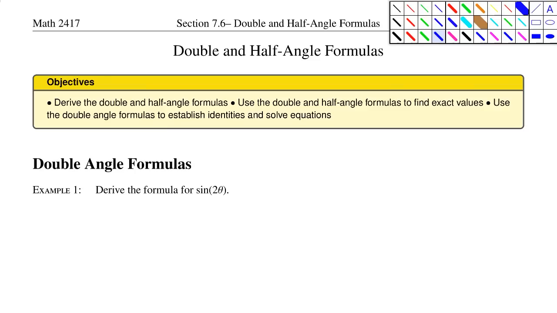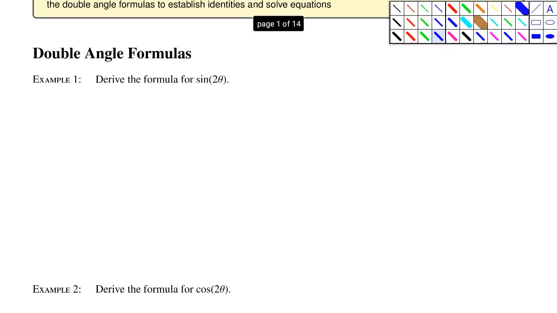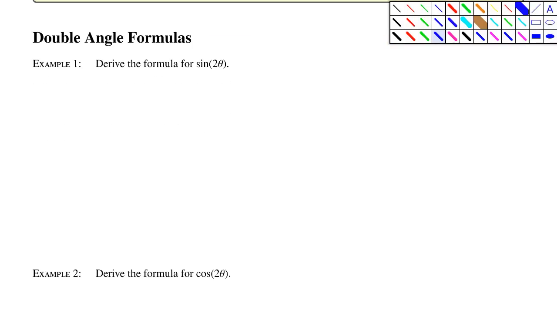In this section, we'll develop the double and half-angle formulas for the trig functions. So let's start with the double angle formula for sine. We want to know if there is an easier way to write sine of 2 theta, but in terms of just theta itself. And the answer is yes.